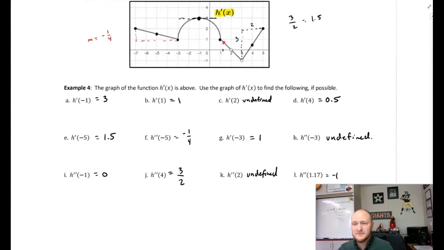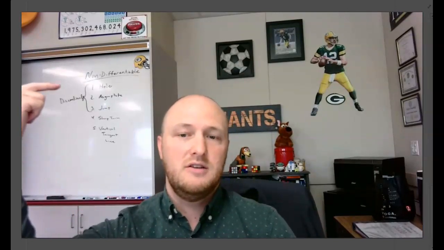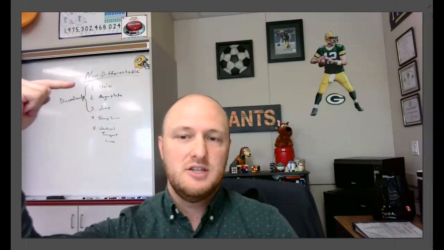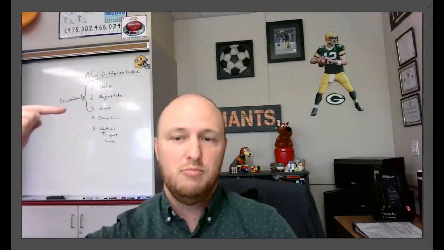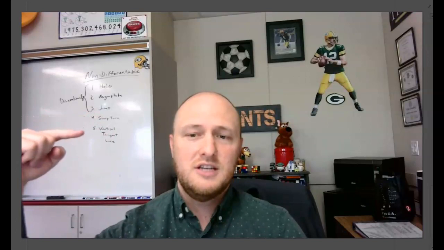Okay, hey. That is it. All right, just to recap, what you should have learned in this lesson is that in order to be differentiable, it has to be continuous, and the slopes from the left and the right have to be the same. Those are the two things. Now, where is it non-differentiable? If you have a discontinuity, such as a hole, an asymptote, or a jump, it's not differentiable. Also, if we have a sharp turn or a vertical tangent line, it is not differentiable.